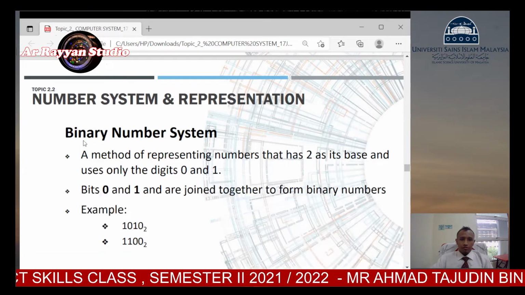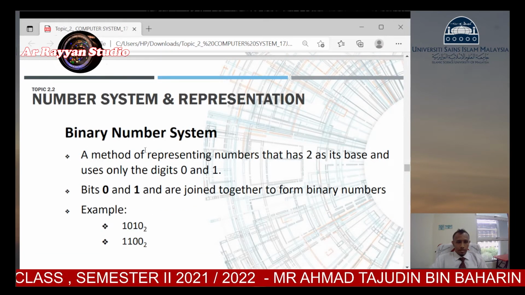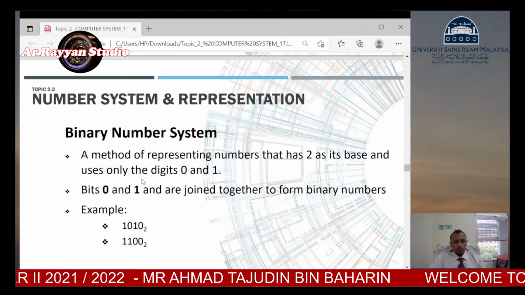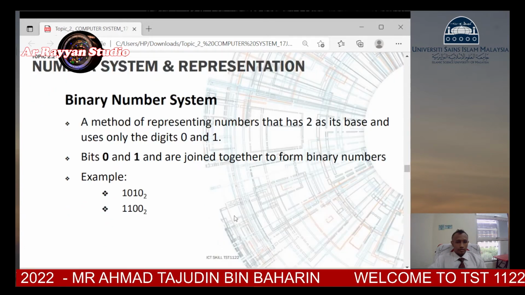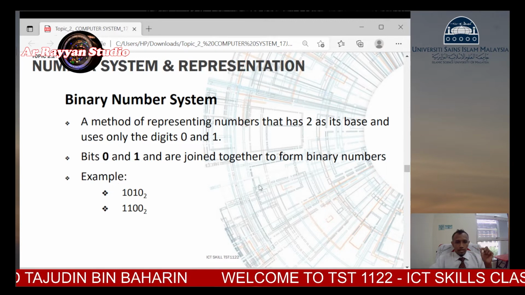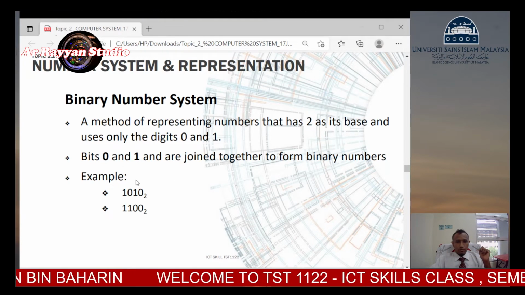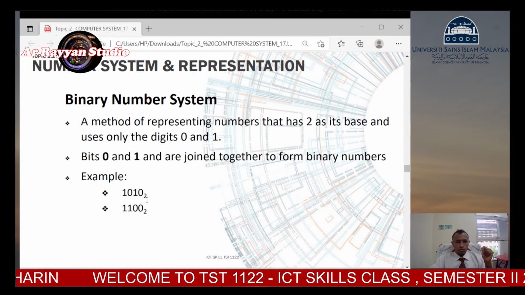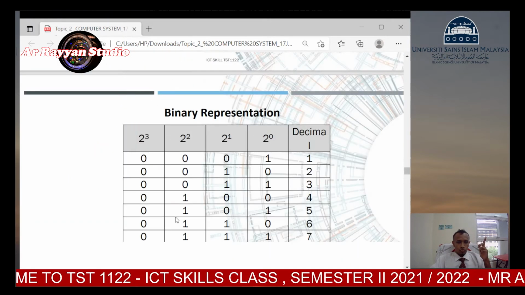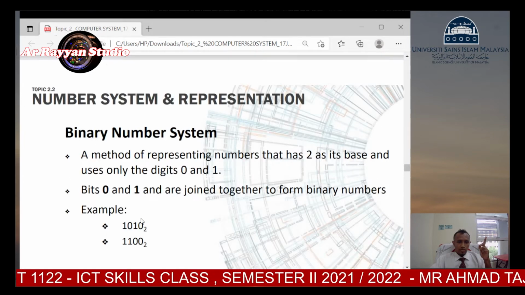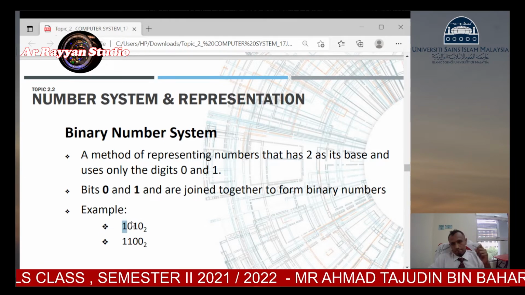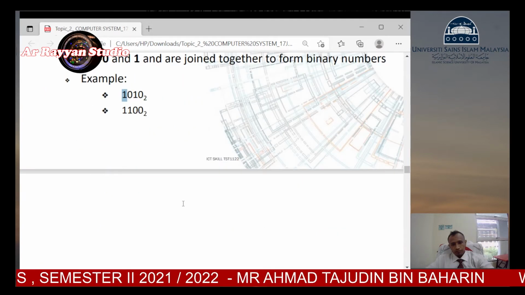Okay, next we go for binary number system, right? This is a method represent number that has 2 as its base, use only digit 0 and 1. Okay, bits 0 and 1 are joined together from binary numbers. Example 1010 base of 2 or 1100 base of 2. Okay, look at here. 1010 base of 2 is what? Berapa nombor dia tadi? 1010.